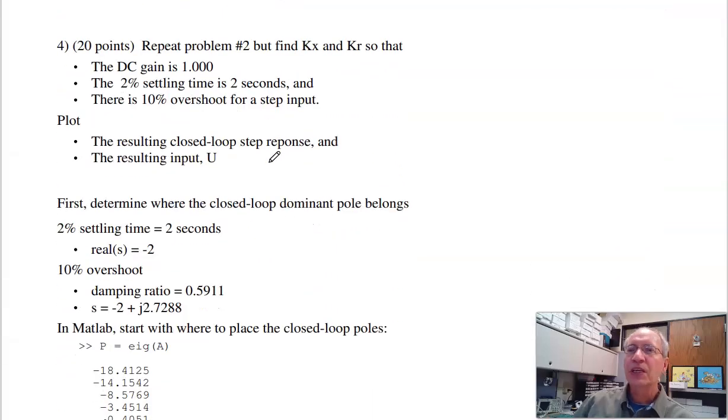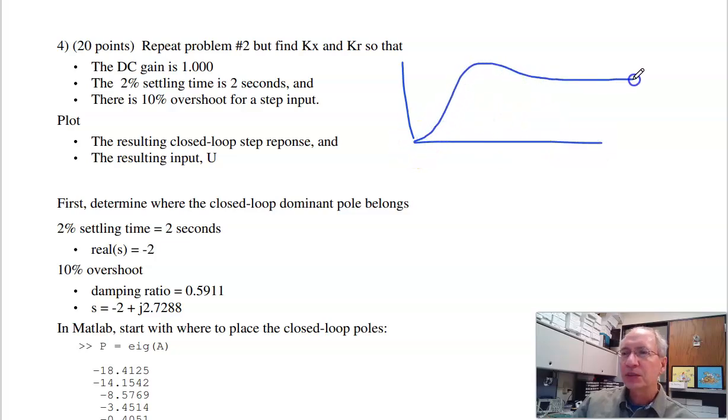Problem 4 says, can I make it oscillate? So here I want the step response that looks like this. I want to have a 2-second settling time, 10% overshoot. So there's the step response I want. Come up with the feedback control law that does that.